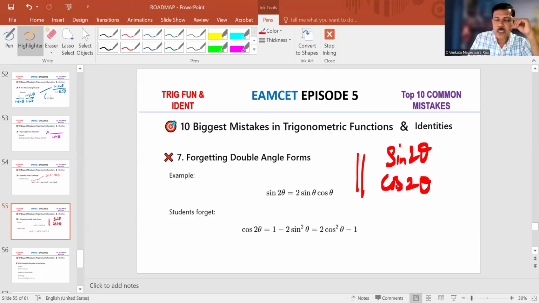Sine 2 theta and cos 2 theta. What is sine 2 theta? 2 sin theta cos theta. What is cos 2 theta? It is 1 minus 2 sin square theta, which is equal to 2 cos square theta minus 1. It can also be written in another form: cos square theta minus sin square theta.